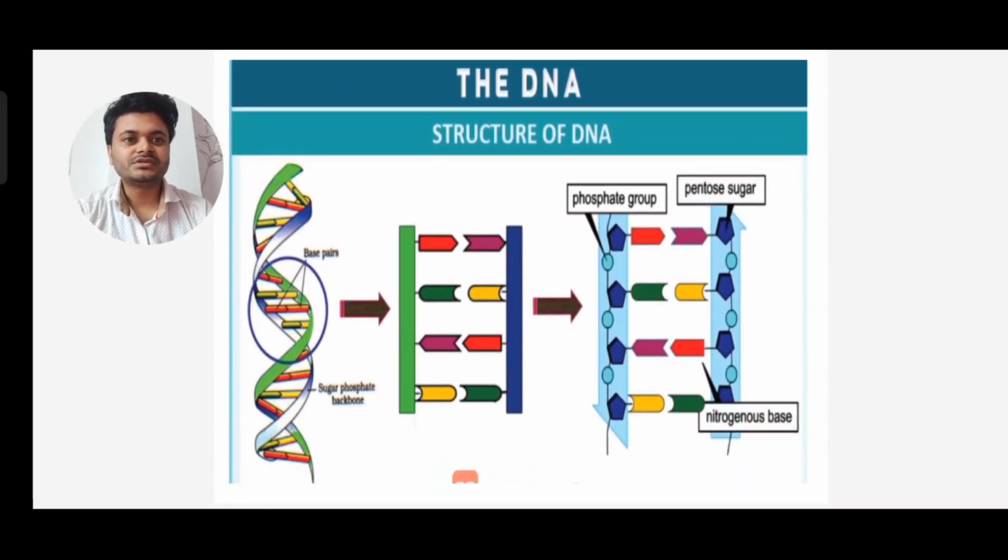So this is the structure of DNA. You can see the phosphate group, the pentose sugar, and the nitrogen base. On the left hand side is the DNA, and its magnified portion is given on the right hand side of the picture. On the left side you have the DNA structure, and on the right side you can see the base pairs highlighted.